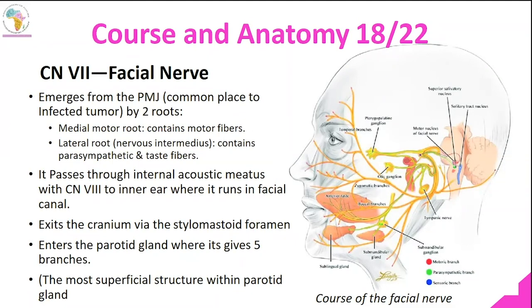So it exits the cranium via the stylomastoid foramen, and it enters the parotid gland, but does not supply it. This is actually a very famous feature of the facial nerve, that it pierces the parotid gland without actually supplying it, but supplies every other gland within the head and the neck. So these glands include the lacrimal glands, the nasal glands, the palatine glands, as well as the salivary glands, specifically the sublingual and the submandibular glands.